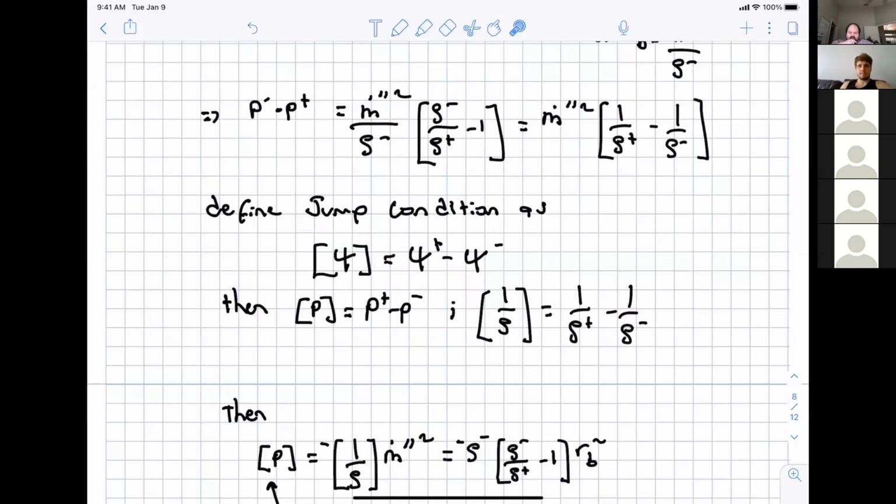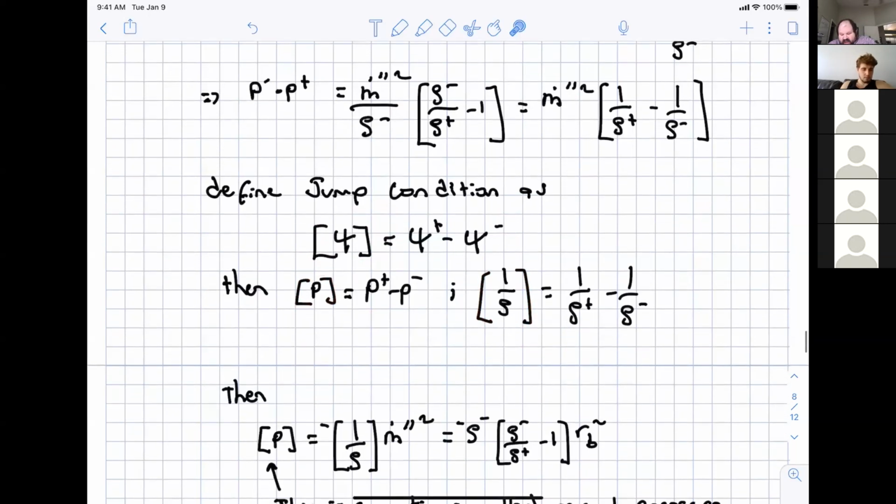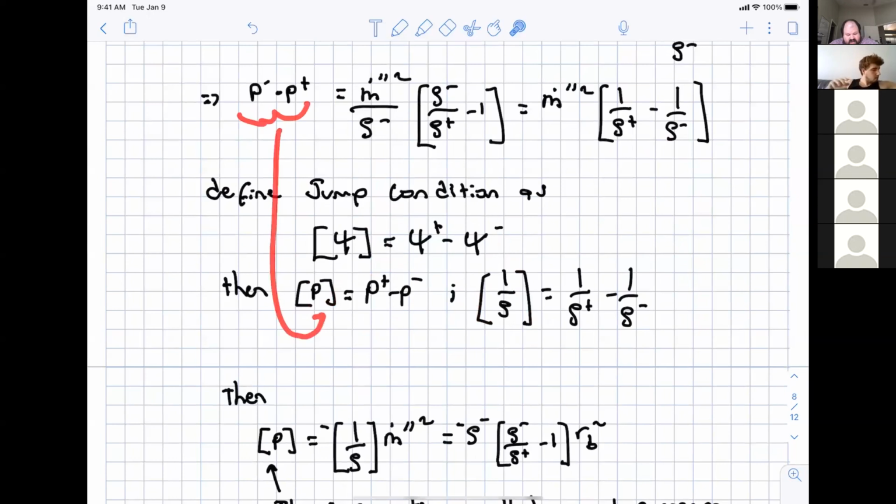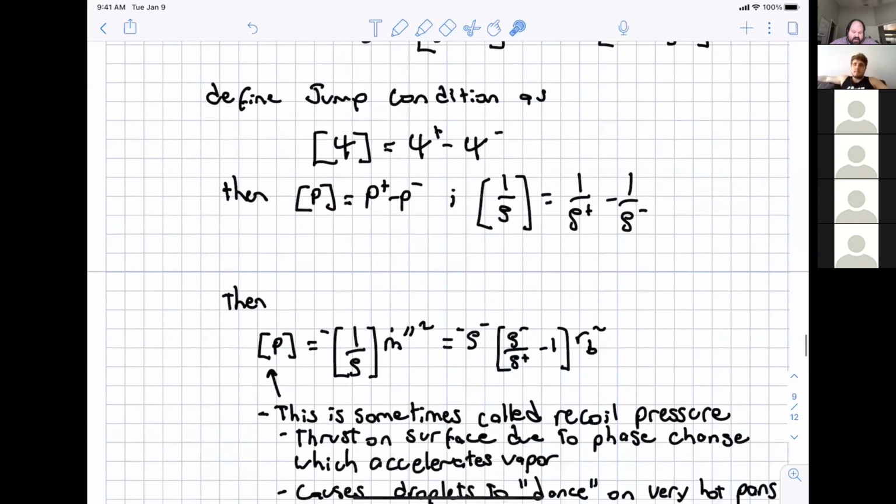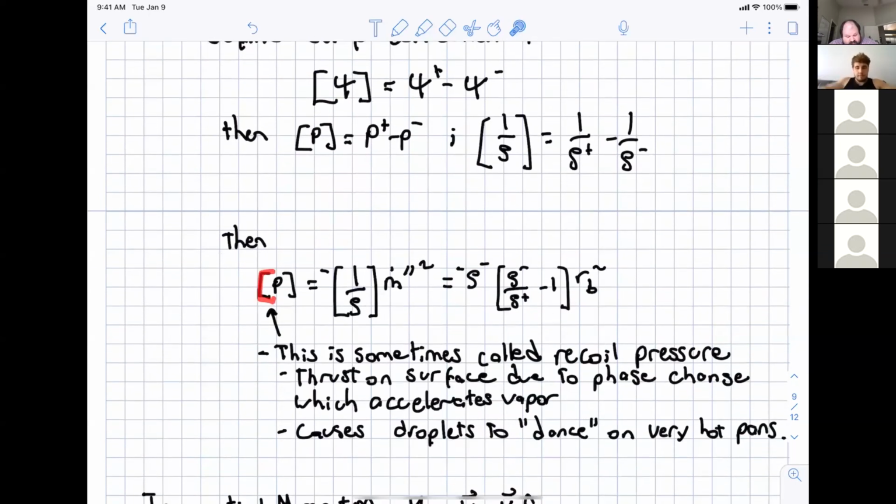Okay, so note, we can then use this definition of a jump variable, and define the jump in pressure as just P plus minus P minus, and the jump in the specific volume as just 1 over rho plus minus 1 over rho minus. So we see here that this term is just the jump in specific volume across the interface. And this term here is the negative of the jump in pressure across the interface. So then we can rearrange and say that the jump in pressure is just the minus of the jump in specific volume times the vaporization mass flux. And then you can expand them out and put it in terms of a regression rate if you want.